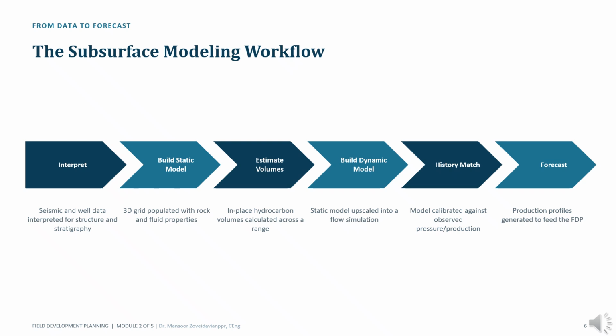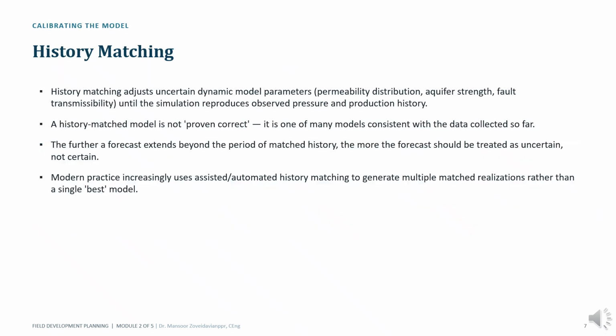Notice that each step builds on the previous one. Errors introduced early in the workflow can propagate through everything that follows. That is why quality control at each stage is critically important. Once production data becomes available, the dynamic model must be calibrated against reality. This process is known as history matching. During history matching, uncertain parameters such as permeability distribution, aquifer strength, or fault transmissibility are adjusted until the simulated results align reasonably well with observed field performance.